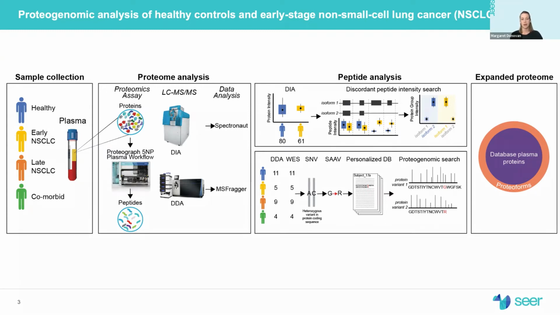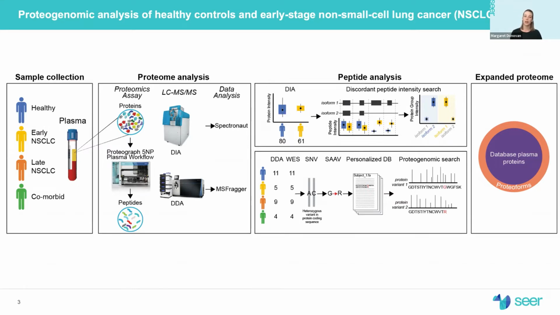The second approach we took was using the DDA data, for which we looked at early, late, NSCLC, healthy, and comorbid. From these individuals, we had matched genomic data for which we generated custom databases, using the genotype data, whole exome data, to create custom FASTA files, which allowed us to make personalized databases, and then we could identify protein variants.